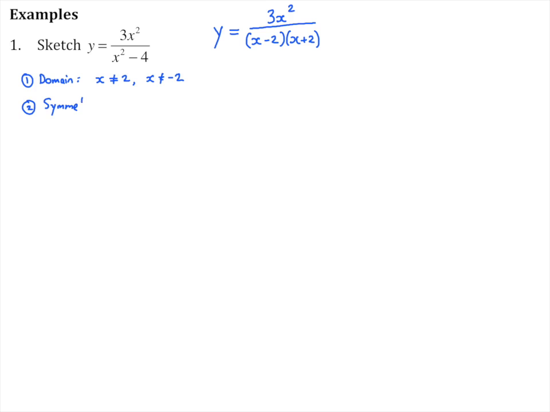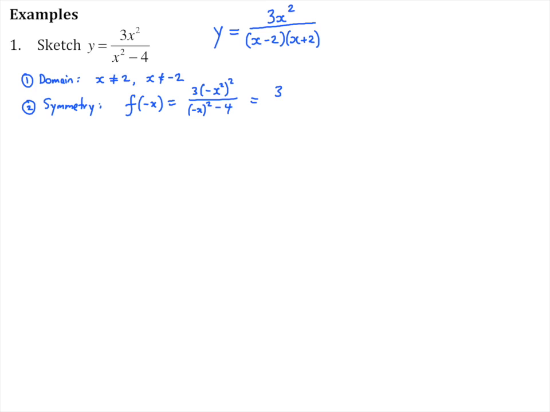Step 2, let's check to see if there's any symmetry. Now, to test if it's an odd function or an even function, we replace all of the x values with minus x. So it'll become 3 times minus x squared over minus x in brackets squared, take 4, which becomes 3.